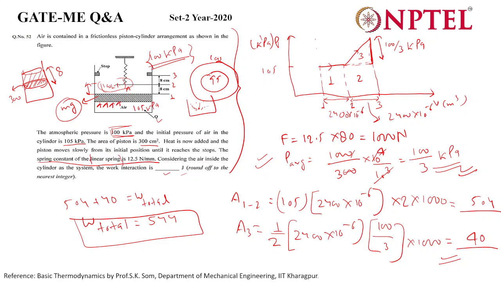Yes, sir. Is this 100/3 kilopascal the difference between the initial and final pressure? Yeah, from here to here, because after this point the spring comes in. Till here to here, this is it. Any other doubt?